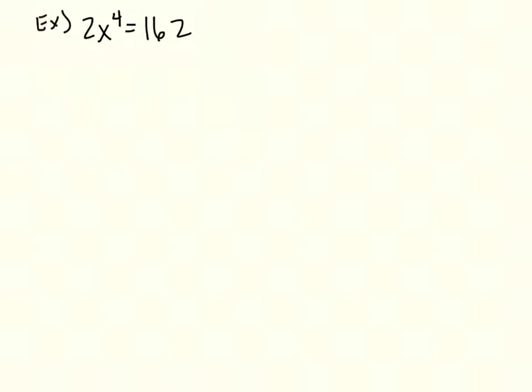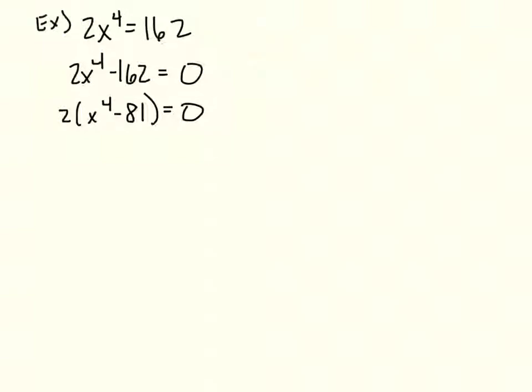Alright, so 2x to the 4th equals 162. So we set it equal to 0. So 2x to the 4th minus 162 equals 0. These have a 2 in common. So I'll pull a 2 out. x to the 4th minus 81. Okay. So x to the 4th minus 81.